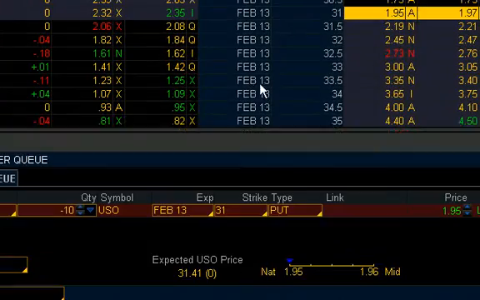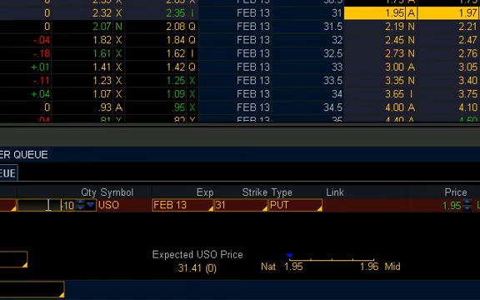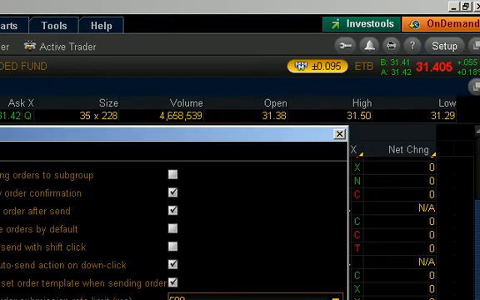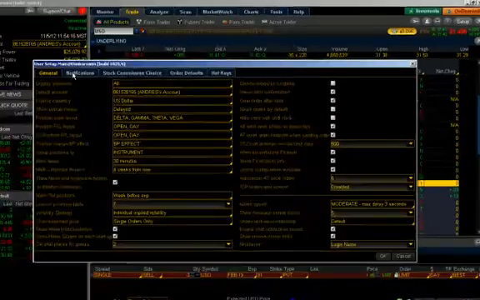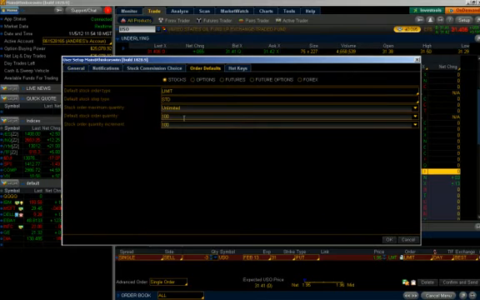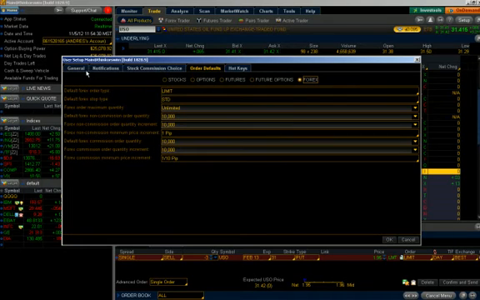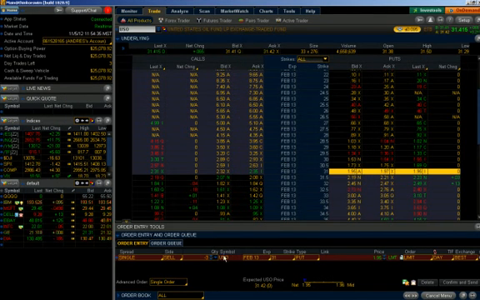But what we're going to do is sell the $31 and we'll sell 3 puts, not 10, 3. So we have to fix that right away. So we go into setup, we go to application settings, we go into order defaults. That's good for stocks, 100, but 1 for options. Futures is 1. Futures options is 1. And Forex we're not going to do through here. So we're going to click OK. All right. So we're going to sell 3 puts and buy 3 calls.